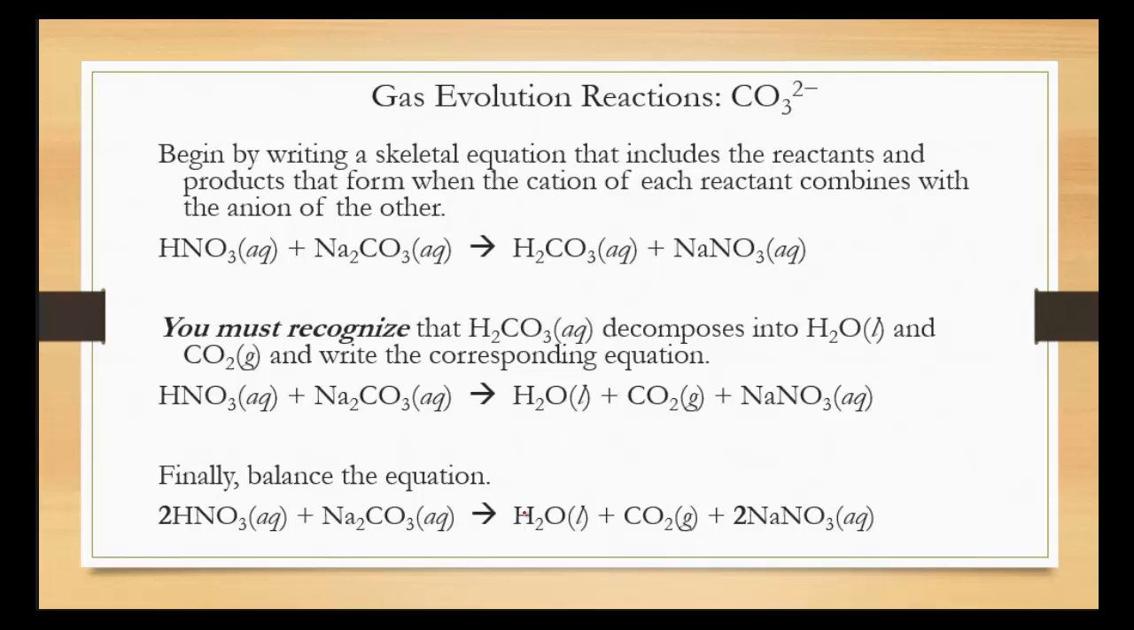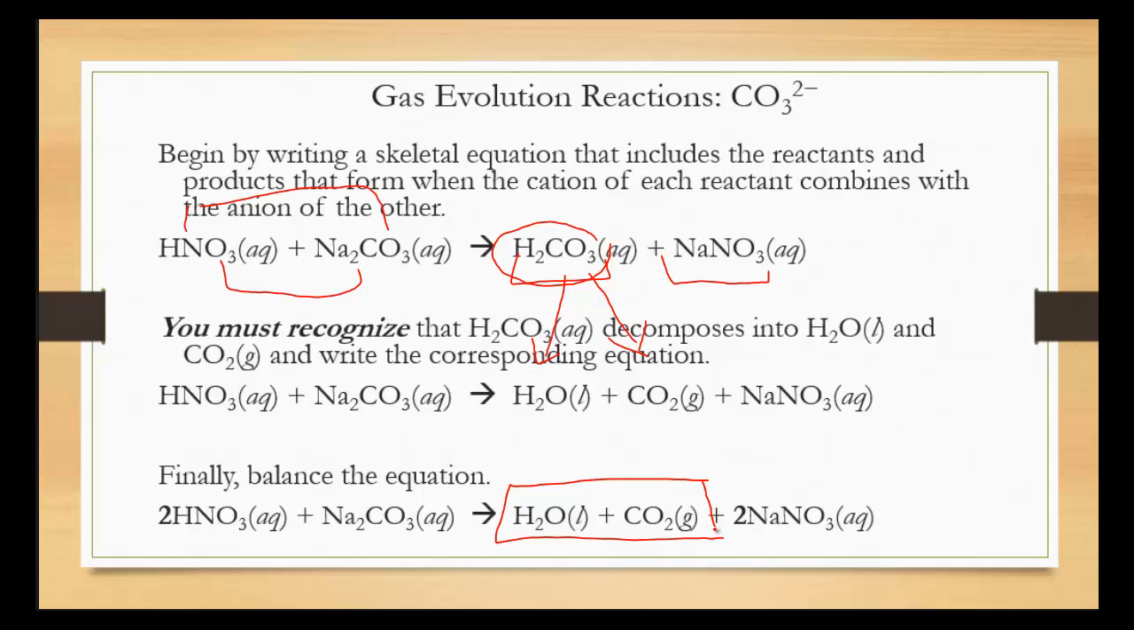Just as an example here, we have HNO3 reacting with sodium carbonate. The inside-outsides come together. So that's what you're used to seeing. The hydrogen is with the carbonate, and the sodium is with the nitrate. However, this H2CO3 then breaks down into water and carbon dioxide. So the final equation actually has that compound broken down instead. And so that's what's happening in the gas evolution and in acid-base reactions.